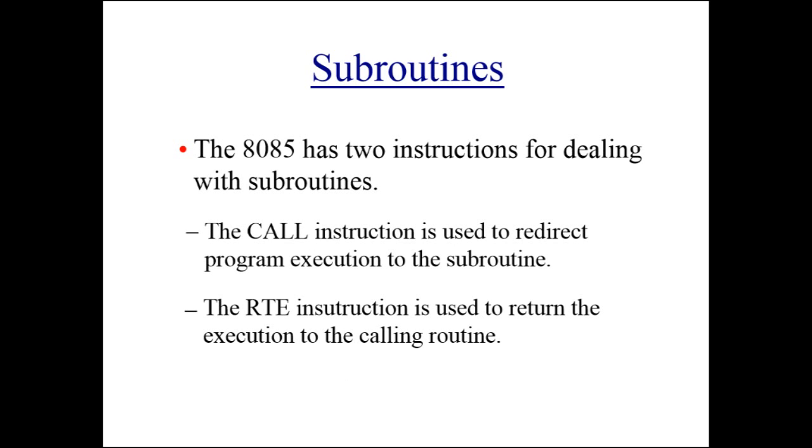The 8085 microprocessor has two instructions to implement subroutines, call and return. The call instruction is used to redirect program execution to the subroutine. Return to the main program from a subroutine. The return instruction is used to return the execution to the calling routine.